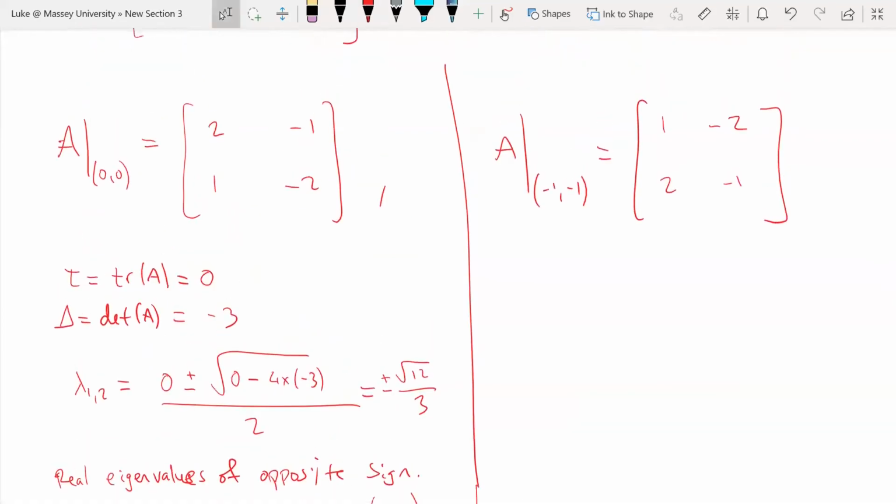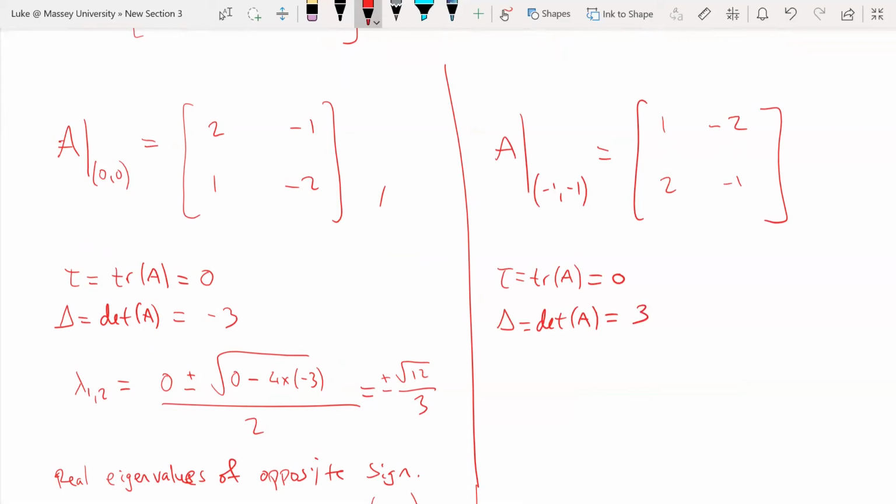Okay, well, what about this second one here? Well, again, I'm just going to calculate the trace of A. Again, that's 0. 1 plus -1 is 0. Delta is the determinant of A. So here I'm going to get 1 times -1, -1, minus 2 times -2, which is positive 4, right? So in fact, here I'm actually going to get -1 plus 4, so 3.